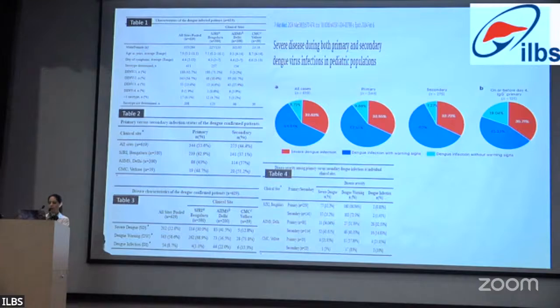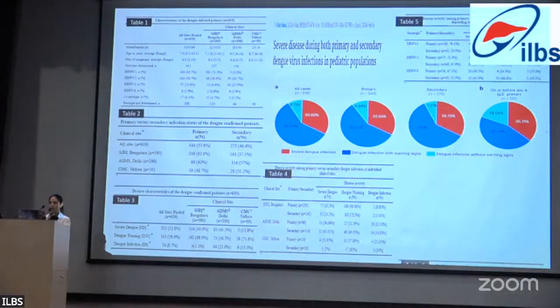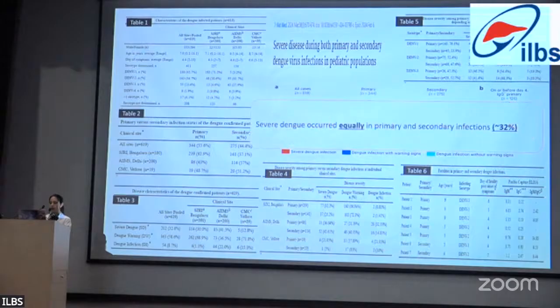Severe dengue was associated with both primary and secondary dengue, but was not associated with a particular dengue serotype. There were fatalities associated.